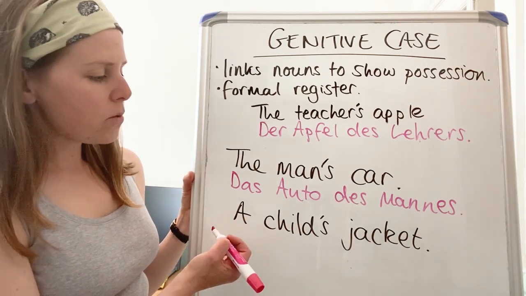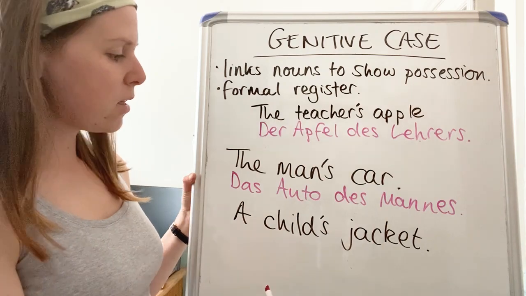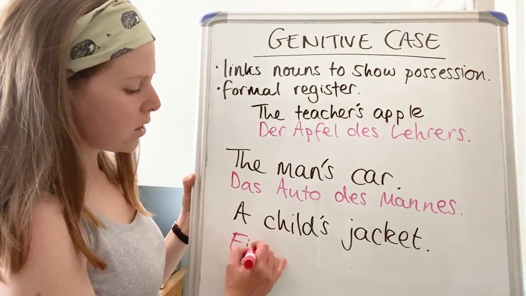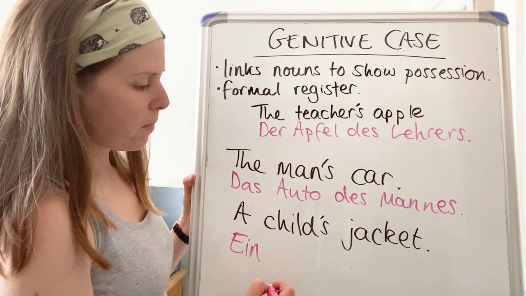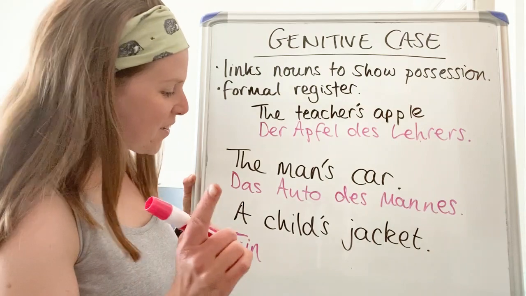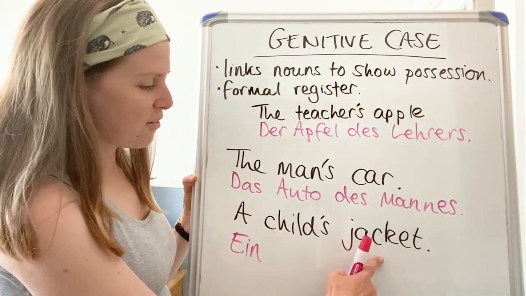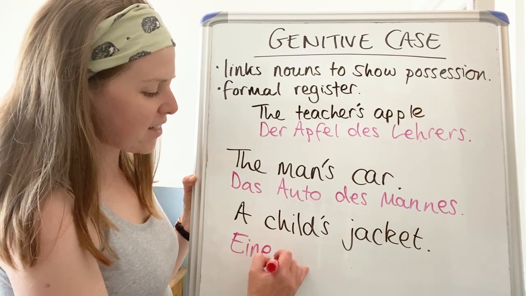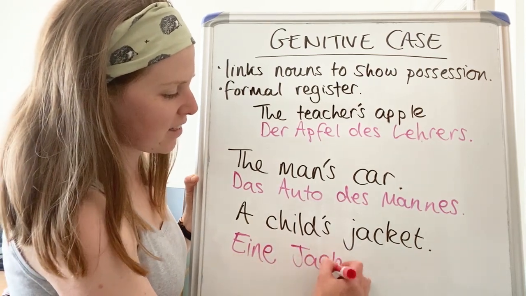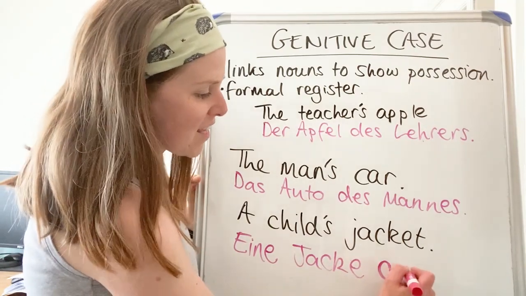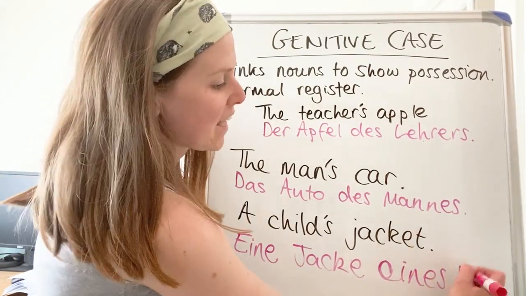And then my second one, so I've got a child's jacket. So in German, child is neuter, so it's ein. But remember, we need to do the word order in a different way. So we need to do the jacket first. So we're going to say the jacket of the child. So eine Jacke eines Kindes.